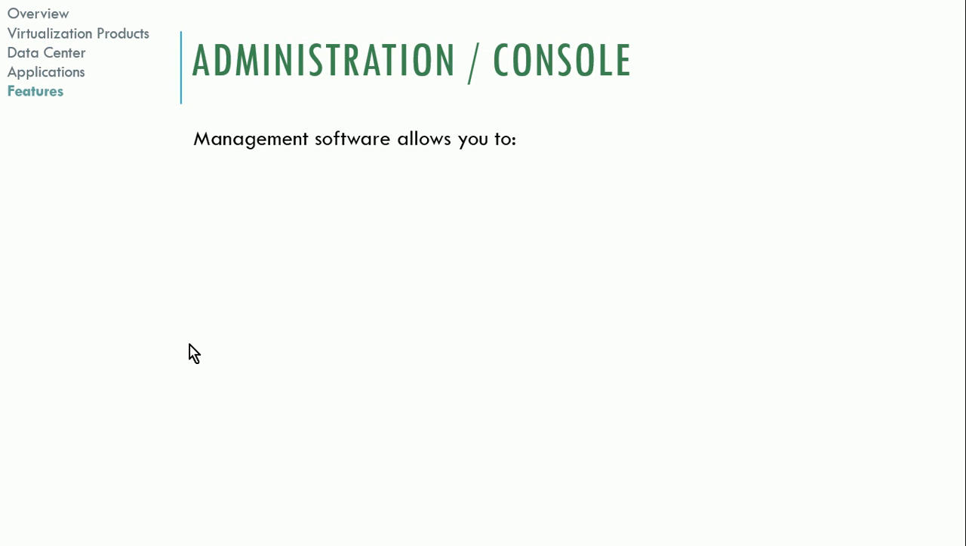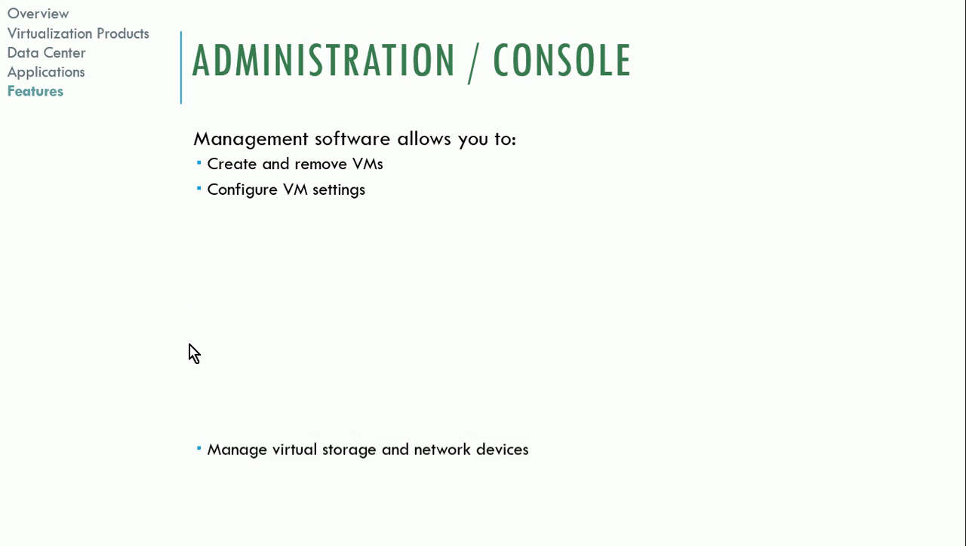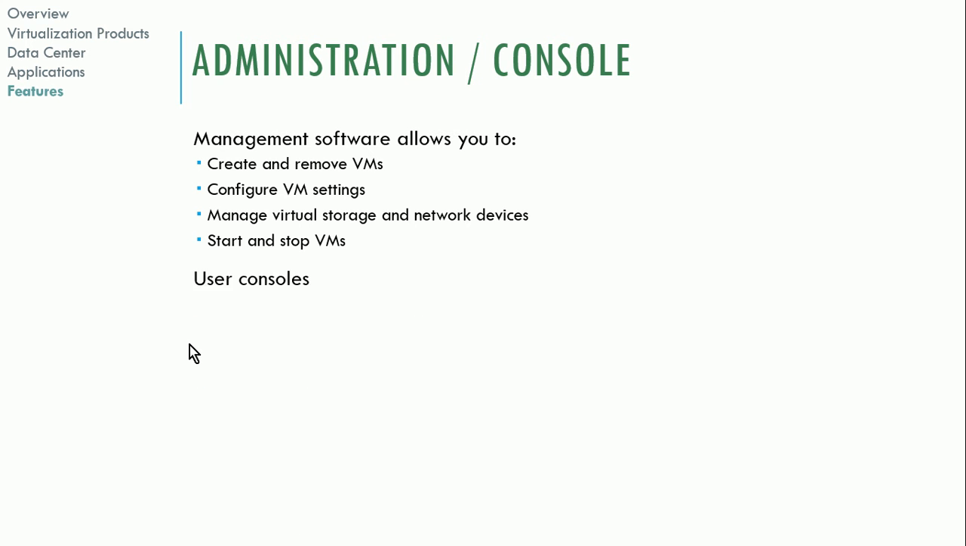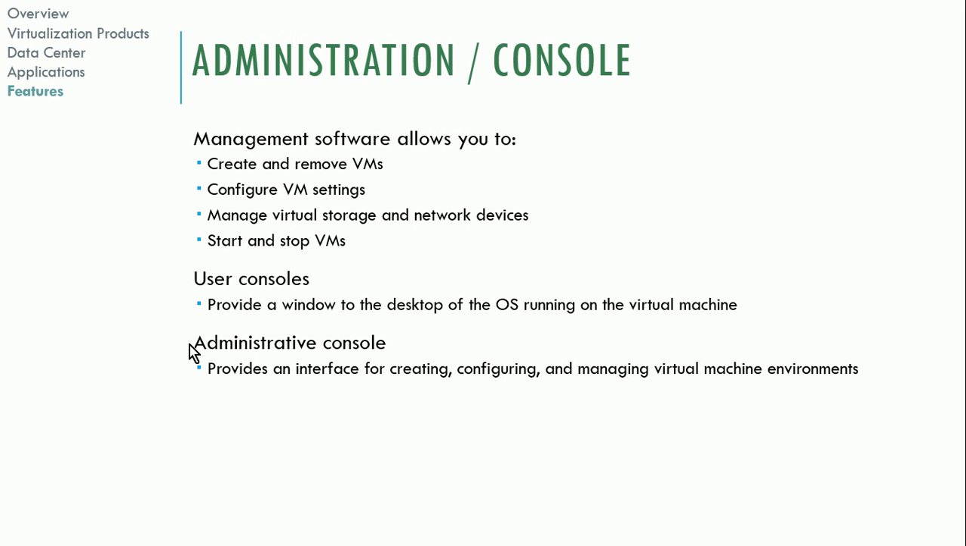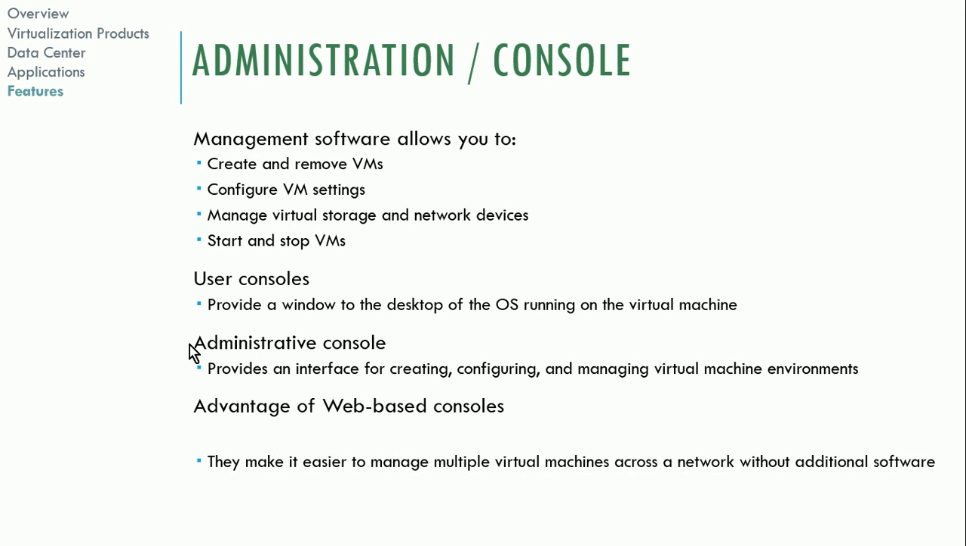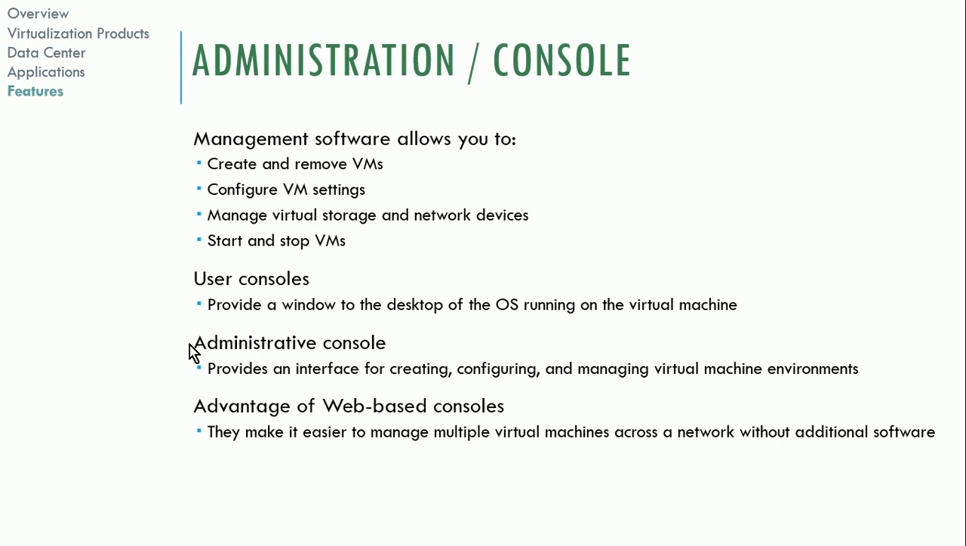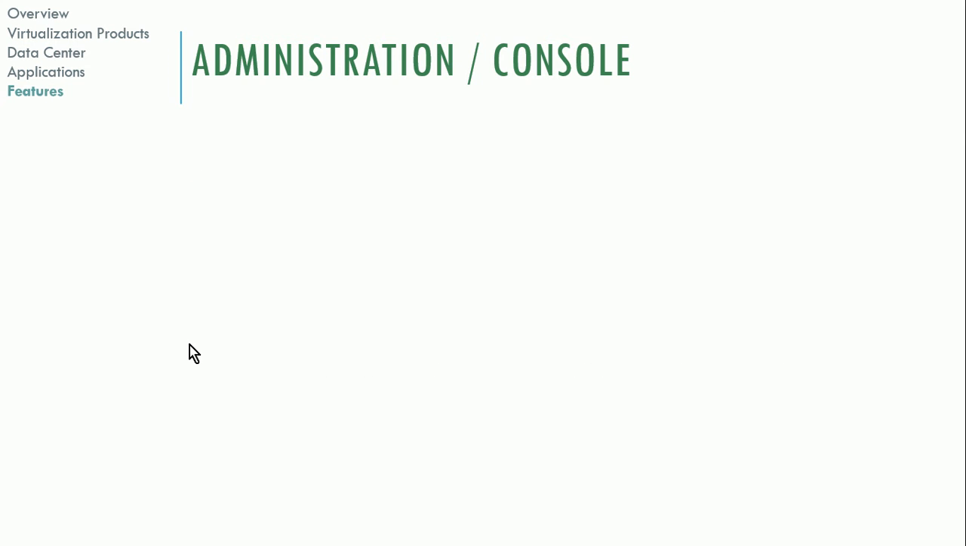Most virtualization platforms will have some kind of administration console that you can use to create and remove virtual machines, configure the settings for your virtual machines, which we'll talk about later on, manage the storage and network devices, and start and stop your VMs. User consoles provide a window to the desktop of the operating system running the virtual machine. The administrative console will typically provide some interface for configuring, creating, and managing these virtual environments. Sometimes you even have web-based consoles, which let you use a web page to access the VMs. Most of the cloud environments that we'll talk about make use of a web-based console for accessing your virtual machines.